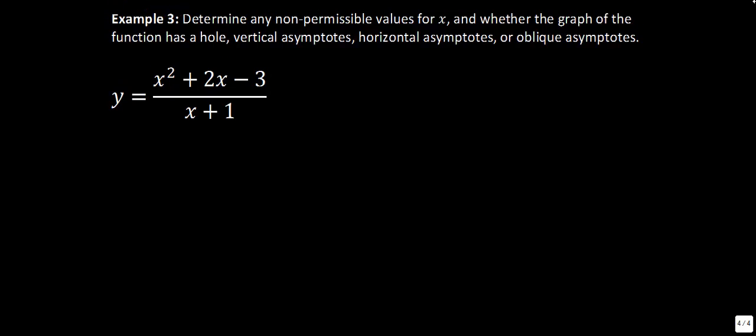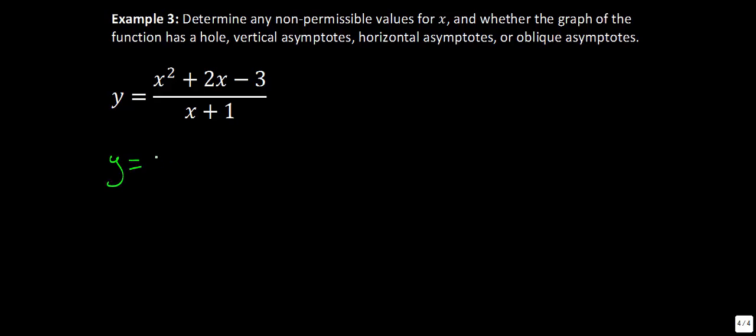So example 3 here says, determine any non-permissible values for x and where the graph this time has any holes, vertical asymptotes, horizontal asymptotes, or oblique asymptotes. That's what we just discussed. So let's start by again seeing if there's any holes. How do we see if there's any holes? We'll do that by first factoring.